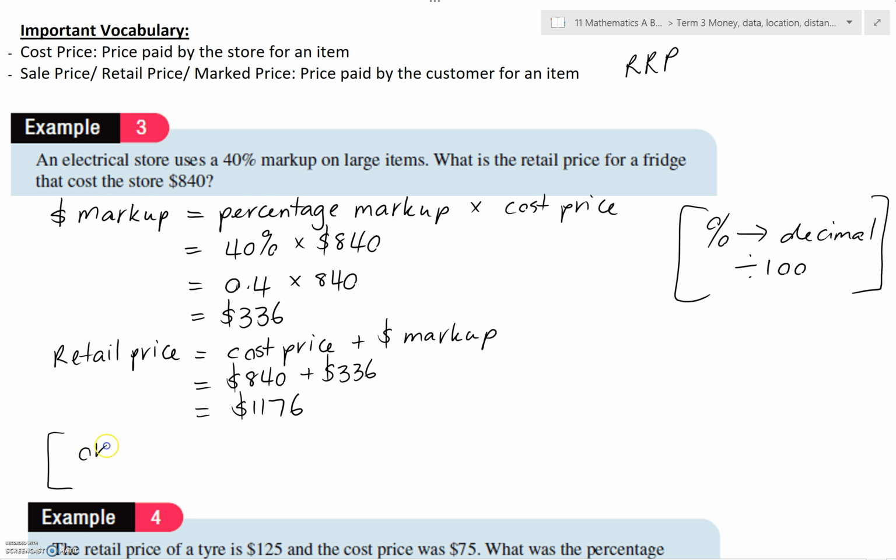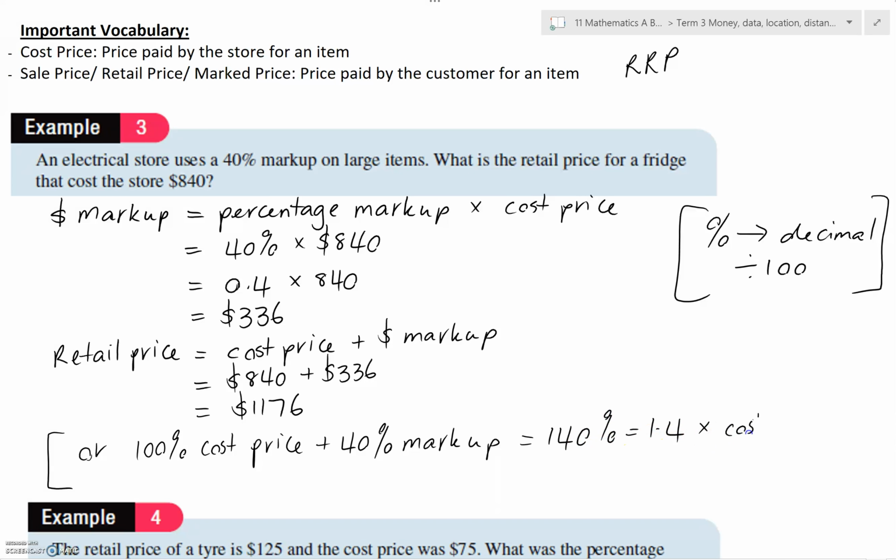You could also have used the method of taking 100% of the cost price plus that 40% markup, which of course equals 140% or 1.4, and multiply that by the original cost price as well. So that's another way you could do it. That would be a one-step answer to the problem instead of a two-step answer. But if you don't really understand that, you're probably better off using the first one. So hopefully that makes sense.